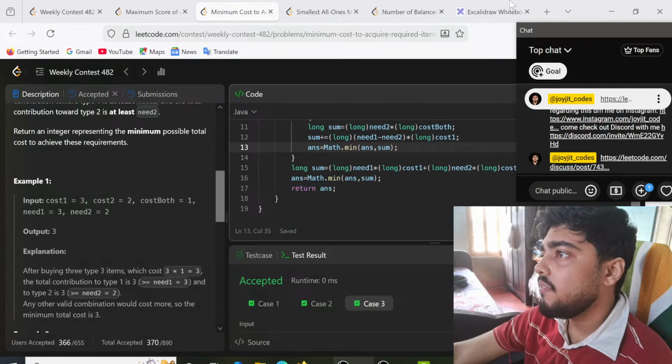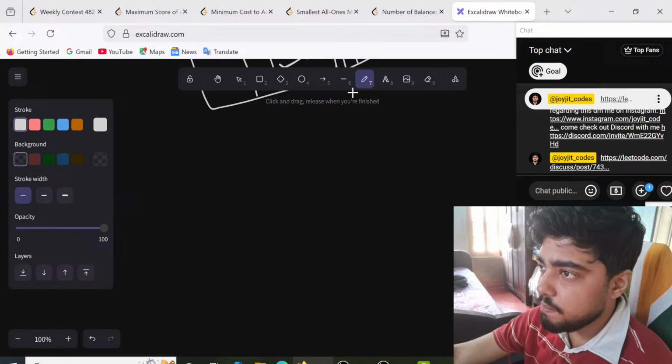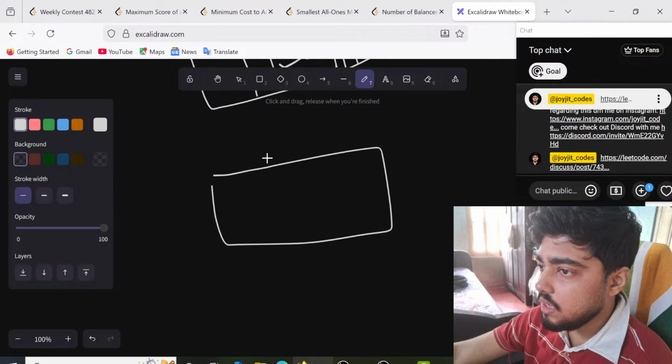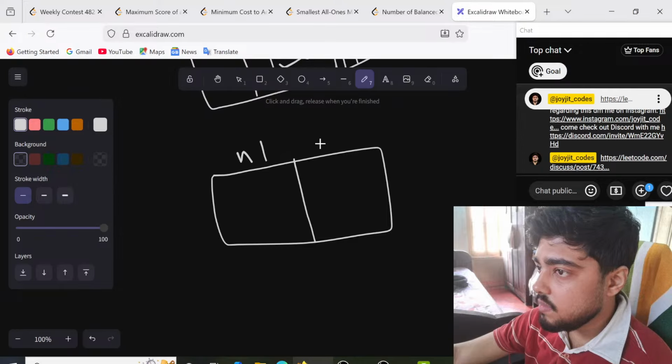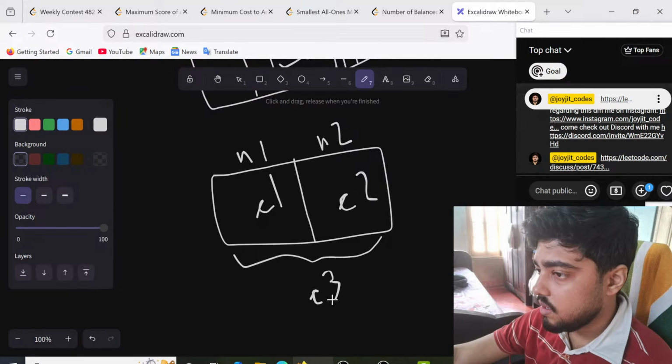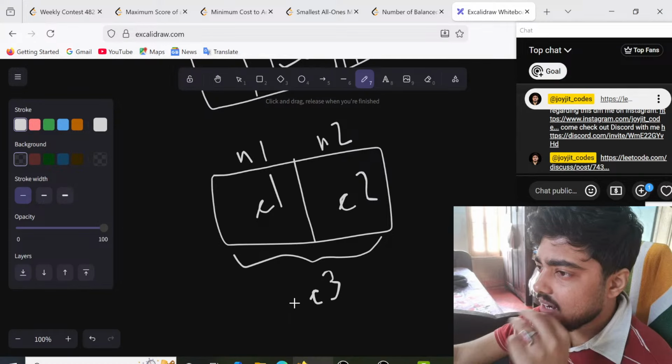So this is it: need 1 into cost 1 plus need 2 into cost 2. So you get the answer of minimum of that also. So basically, if you look into this question, it was very simple. There are basically two requirements. One is need 1, second is need 2. The cost to buy a requirement of this is C1. The cost to buy a requirement of this is C2. But you can buy both of them using C3, let's say. So that is the whole thing that you're going to do.